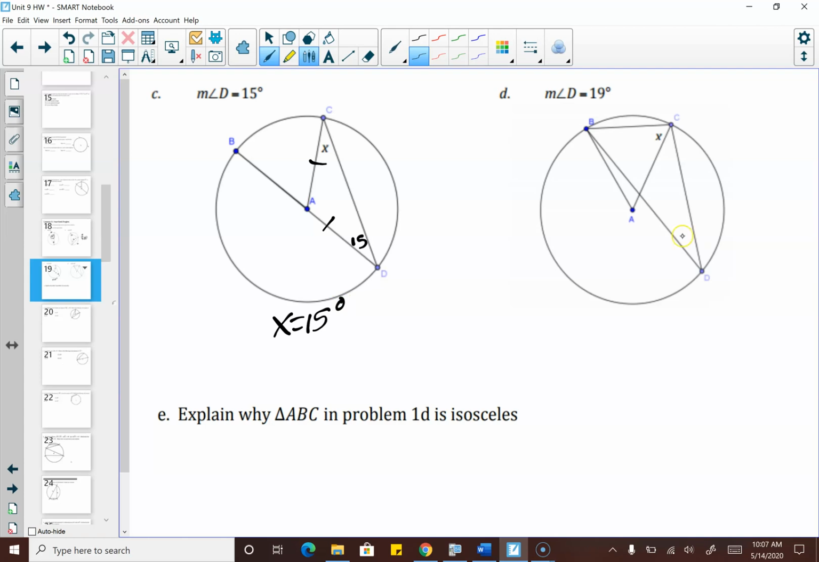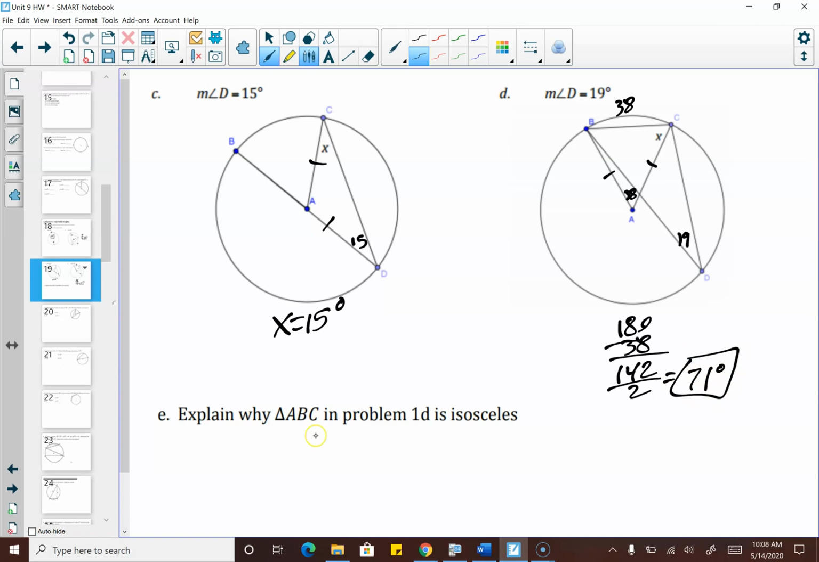So here they give us that angle D is 19 degrees. So it's inscribed all the way up here to arc BC. So we know arc BC is going to be 38 degrees, which means this central angle at A here is going to be 38 degrees. So we're going to follow our isosceles triangle rules again. So 180 minus 38 is going to give us 142. We'll divide that by 2, and x is going to be 71 degrees.